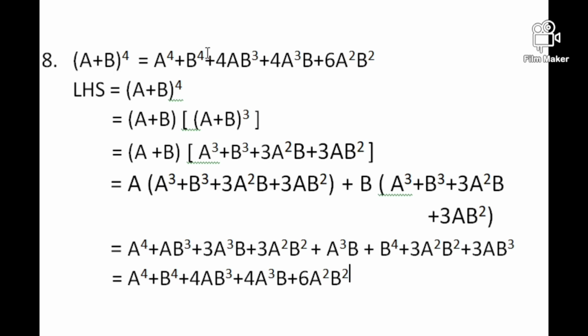Let's see it is proved or not. Here in RHS a to the power 4 plus b to the power 4 plus 4ab cube plus 4a cube b plus 6a square b square. Here is also a to the power 4 plus b to the power 4 plus 4ab cube plus 4a cube b plus 6a square b square. That means it is equal to RHS. Proved.